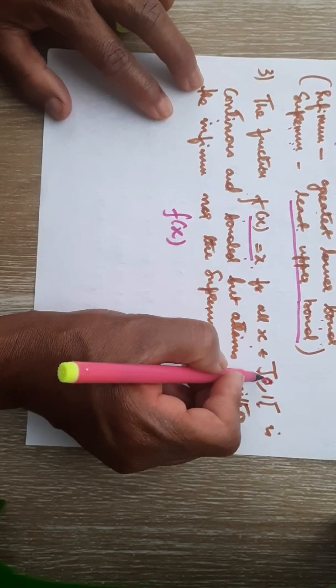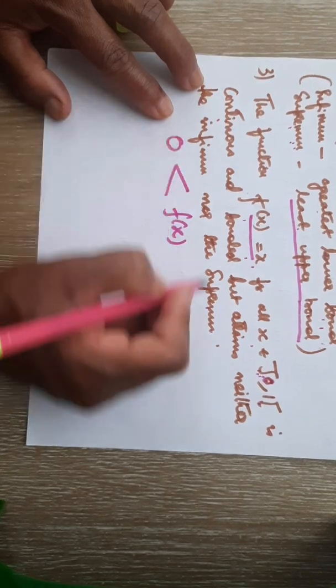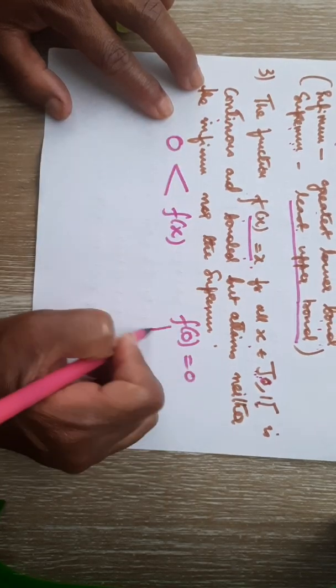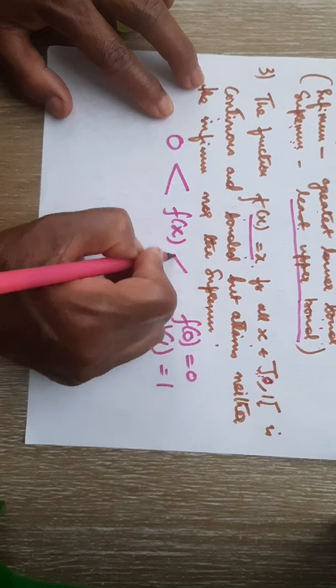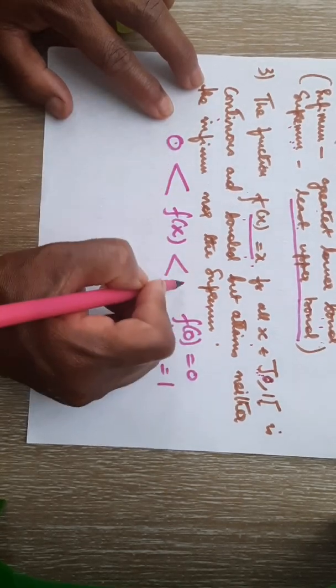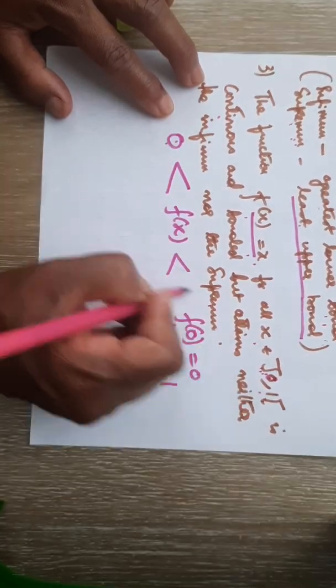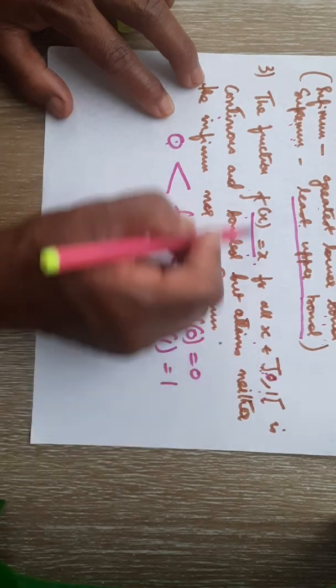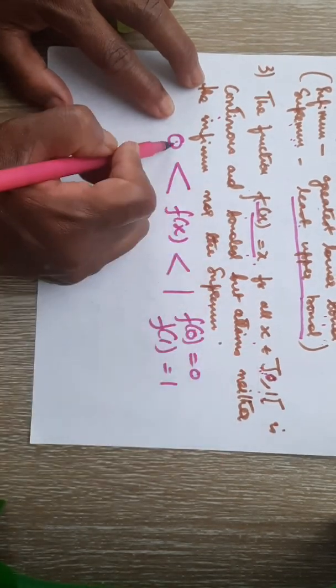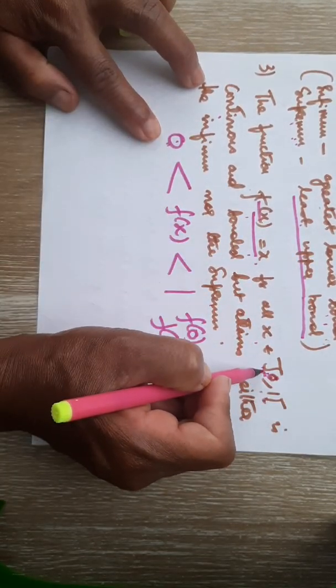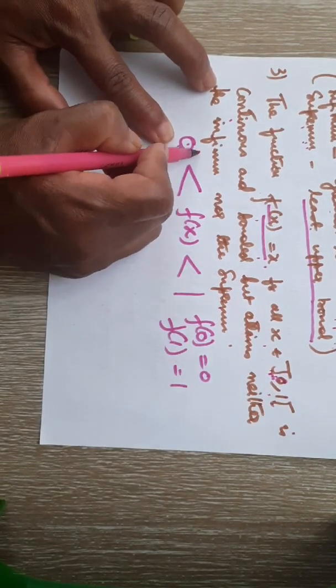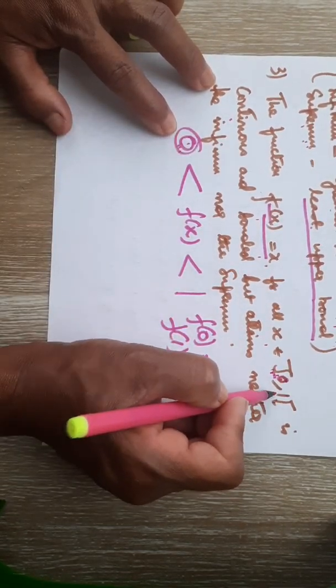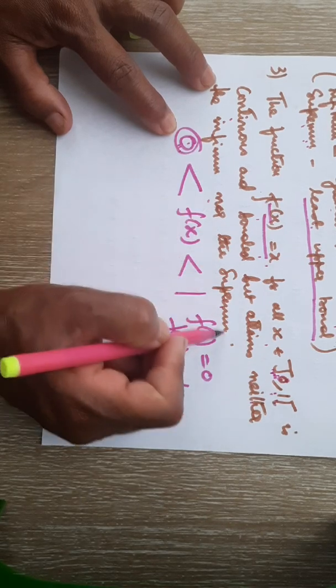Okay, but if you take, it is bounded by 0, because f(0) will be 0, f(1) will be 1. It is bounded by 0 below, and above it is bounded by 1. But this f(x) does not attain the value 0, because 0 is excluded from this interval. So it does not attain the value 0 nor the value of 1. That is, neither the infimum nor the supremum.